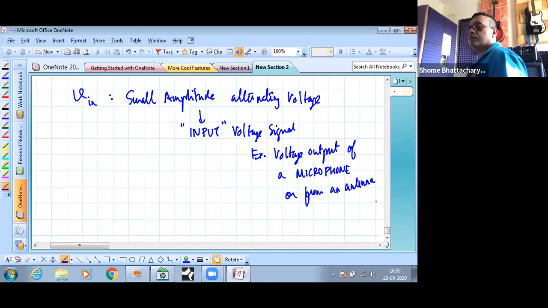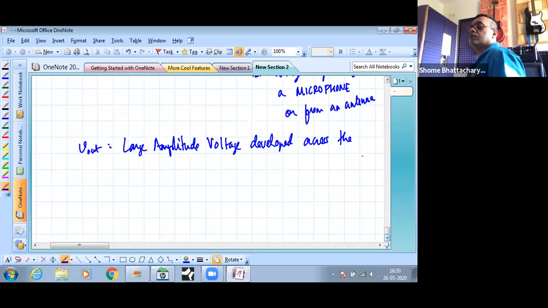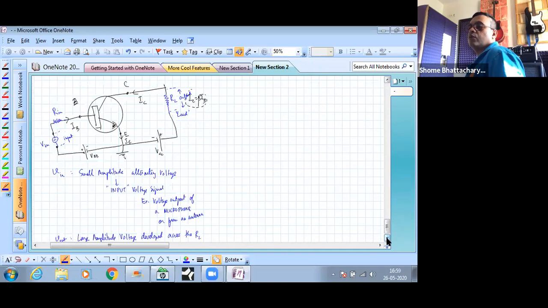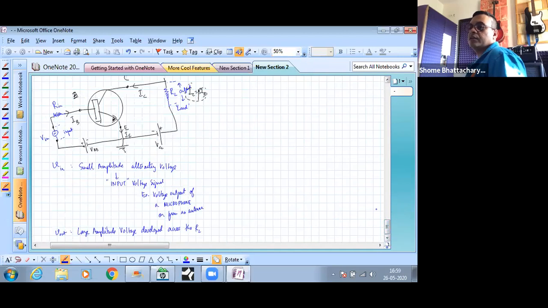Whereas V output is the large amplitude voltage developed across the load resistor. So this is my terminology. So just pay attention to the diagram versus the terminology below, and then we'll understand how practically we achieve the gain, the voltage gain and current.